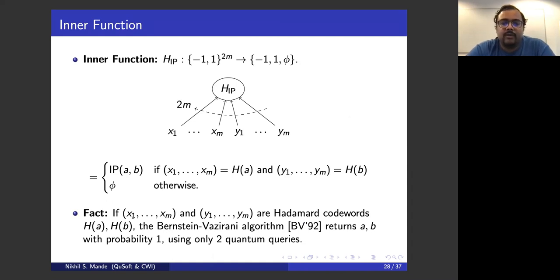And a crucial thing we're going to use is the following form of the Bernstein-Vazirani algorithm. If you have an m-bit string that is a Hadamard code word, then the Bernstein-Vazirani algorithm uses one quantum query and recovers the string A of which it is a Hadamard code word.